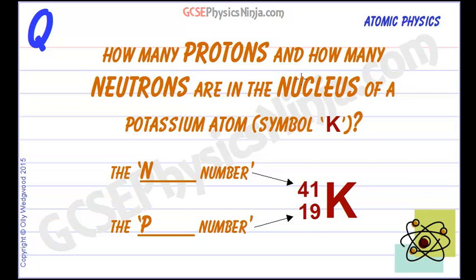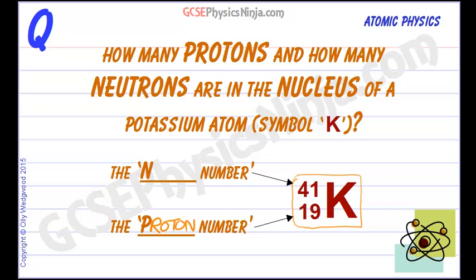How many protons and how many neutrons are in the nucleus of a potassium atom, which has the symbol K? If you look on a periodic table, you'll see that potassium has this symbol, and it has two numbers beside it. The smaller number is called the proton number, and guess what? It tells us how many protons there are in the nucleus.